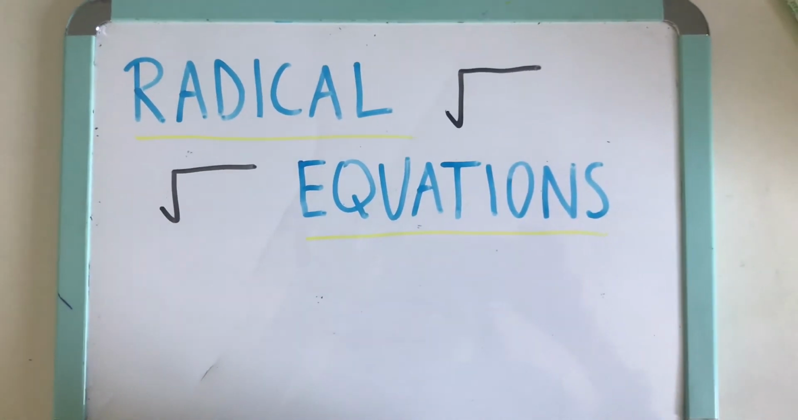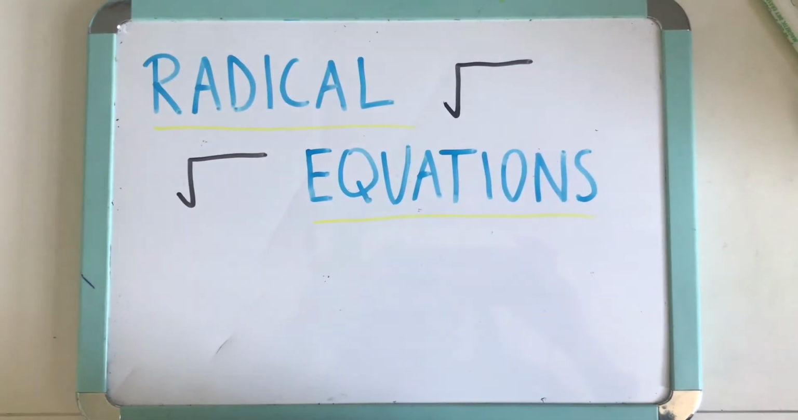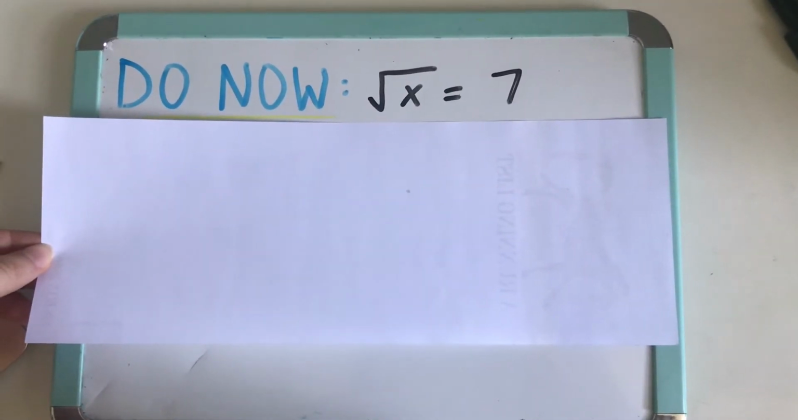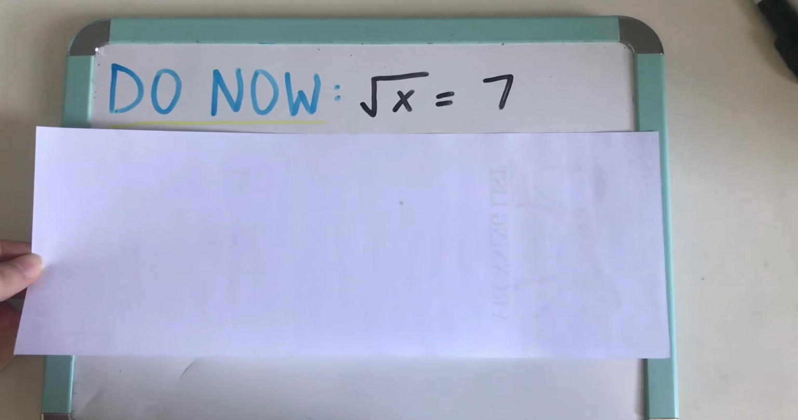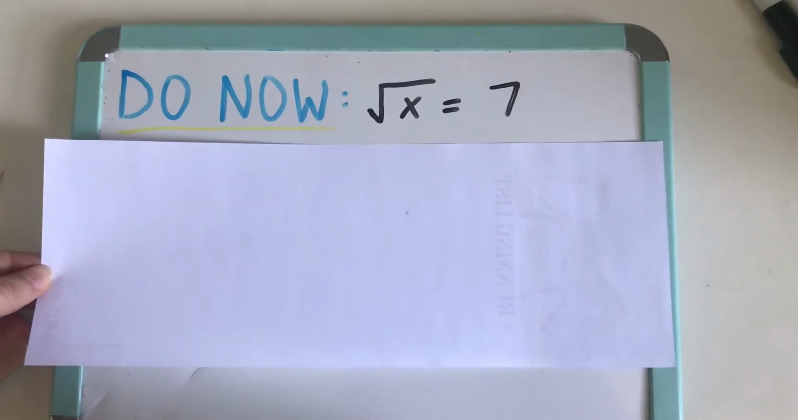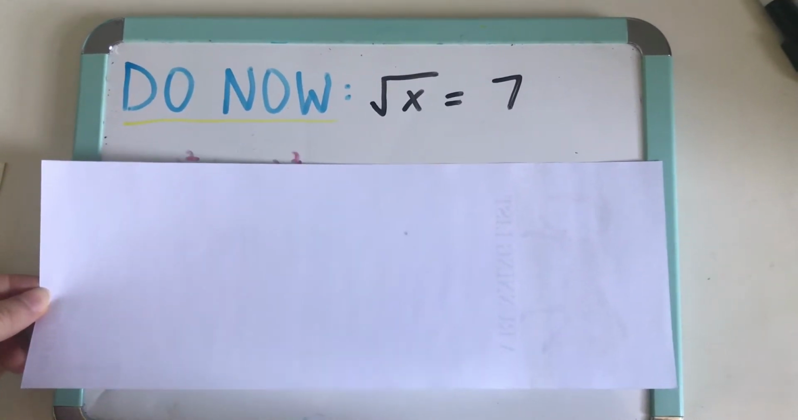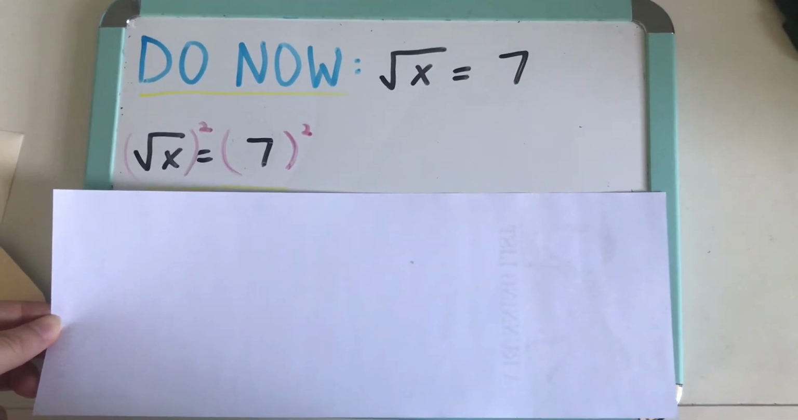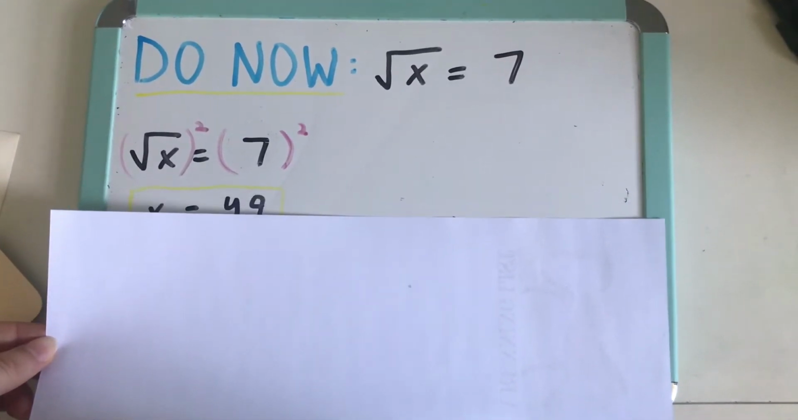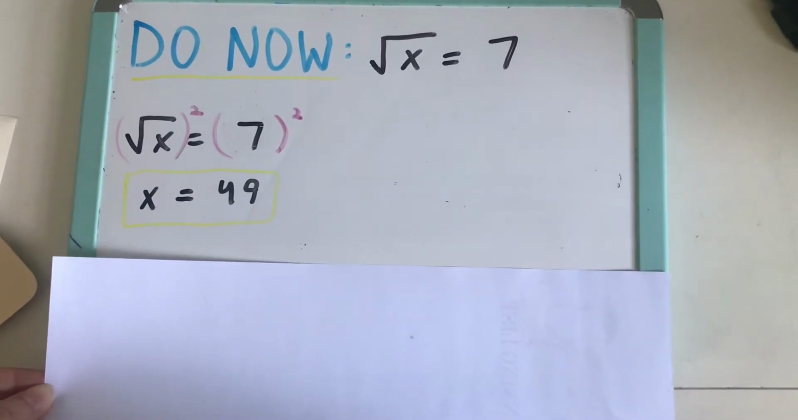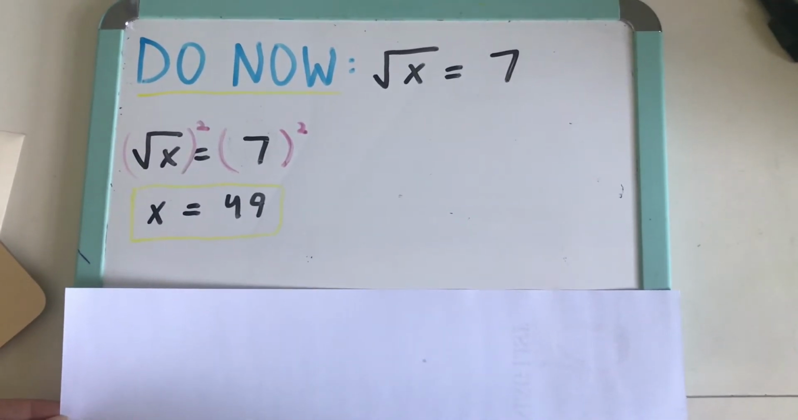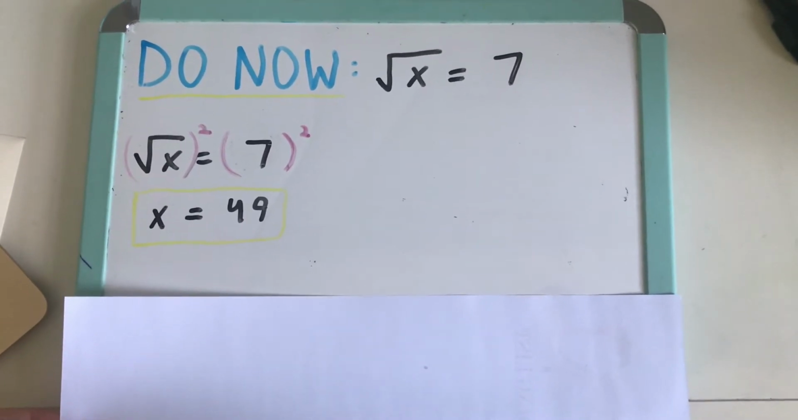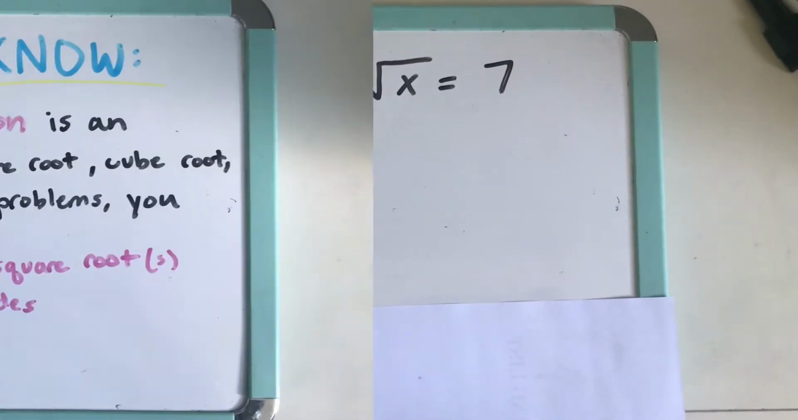Today we are going to be learning about radical equations. Before we start the lesson, let's start with a do now. The square root of x equals 7. To solve this, you have to get rid of the square root, and you do so by squaring both sides. Once you square both sides, you will get rid of the square root effectively and get x equals 49 as your final answer. We're going to be using this basic principle in our lesson.